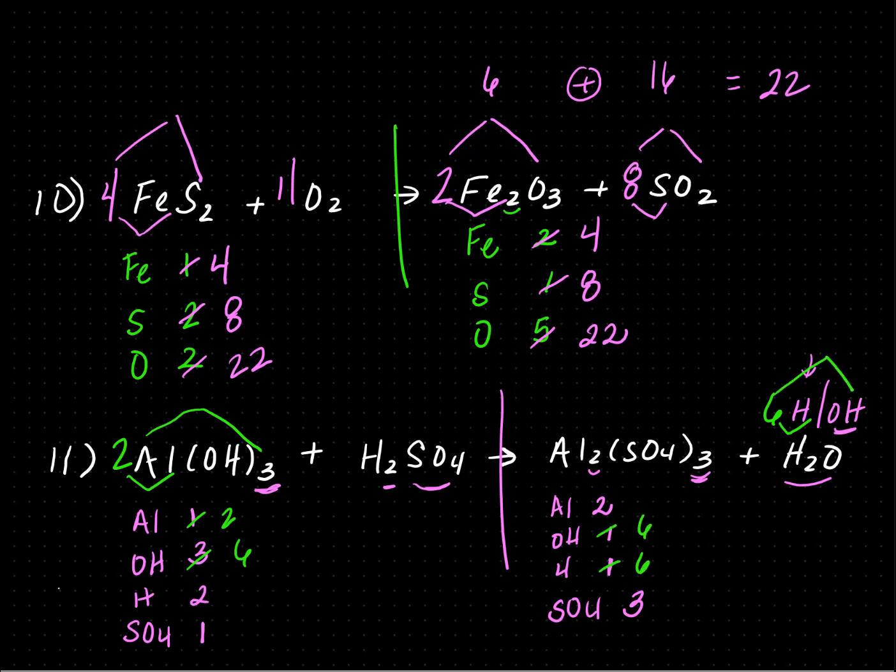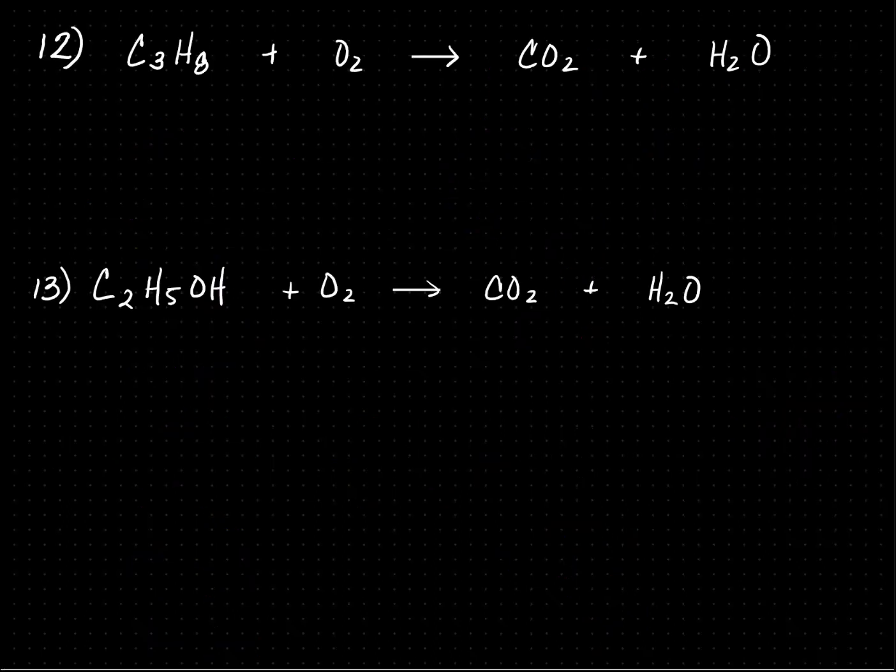So now my aluminum and hydroxide are balanced, but my hydrogen is not. I have 6 on the product side, only 2 on the reactant side. So I need a 3. 3 times 2 is 6. Then 3 times 1 is 3. Now everything is balanced. So my coefficients are 2, 3, 1, 6. Pause the video, try 12 and 13 on your own, and then check your answer.